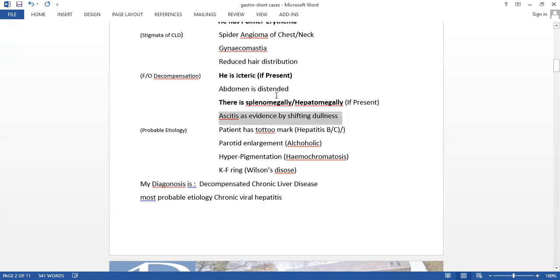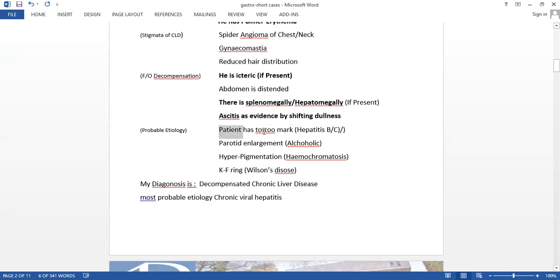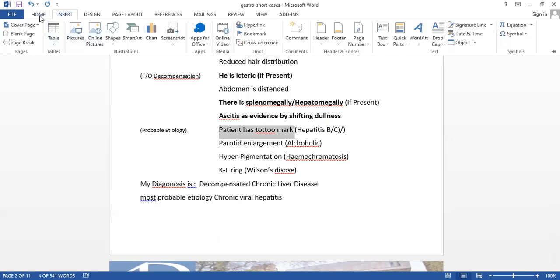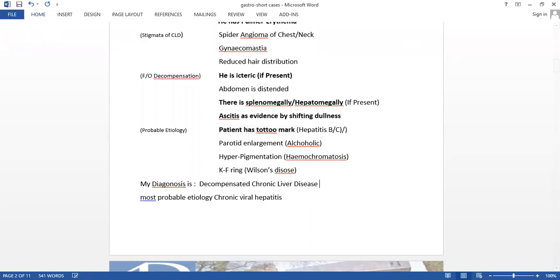Suppose we have found shifting dullness in this patient, then we can comment on the probable etiology. Suppose this patient has a tattoo mark, which might indicate a chronic hepatitis B or C infection. So my diagnosis is decompensated chronic liver disease, with the most probable etiology. If you find splenomegaly, then you can say with portal hypertension. So the presentation would be like that.